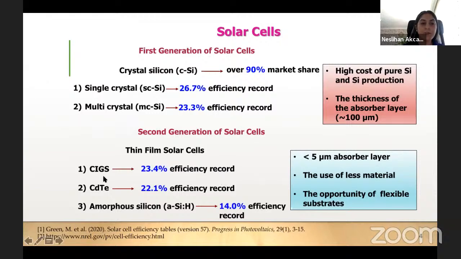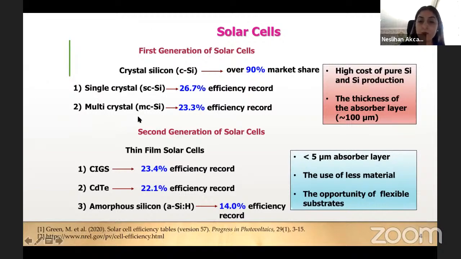And the second generation includes CIGS, cadmium telluride, and amorphous silicon solar cells, and the maximum efficiency value is equal to 23.4%, which is very close to the record efficiency value of crystalline silicon based solar cells. But first generation solar cells are high cost because of the production processes of pure silicon and also the material costs, because the thickness of the absorber layer is about 100 micrometer. For thin film solar cells, the thickness is actually below 5 micrometer.